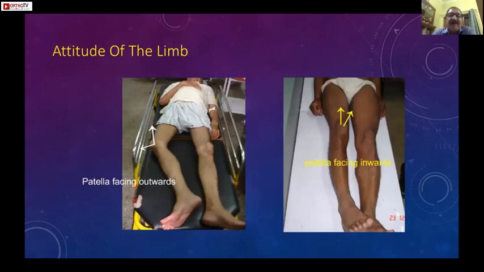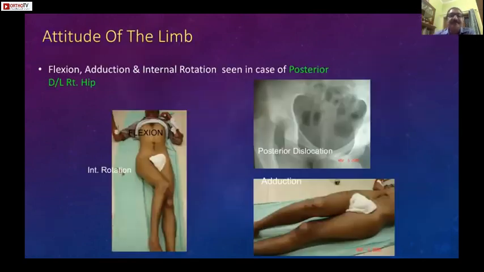Now after we have seen the gait, we have conducted the Trendelenburg test, then we come to the attitude of the limb. We are going as per the plan which I had shown you earlier. One can make out that the limb may be in an abnormal position. You can see that in the first picture, the patient's right limb is in external rotation, while in the other picture, the limb is in internal rotation. So attitude of the limb should be noted by the clinician.